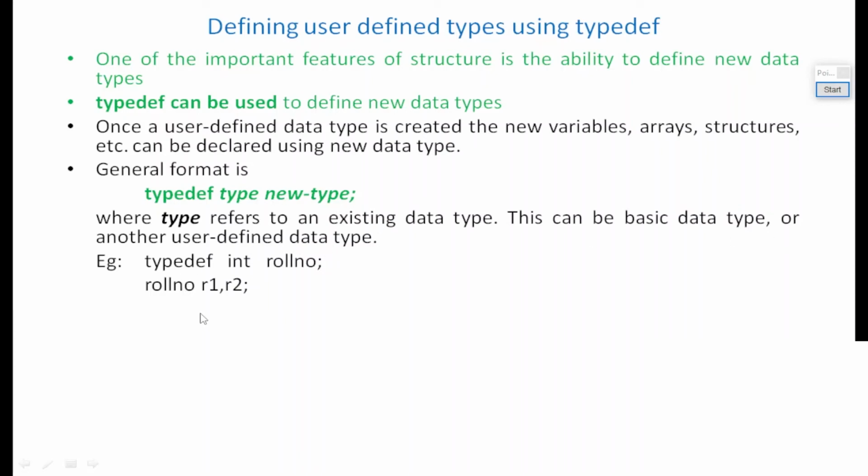This is one simple example. Typedef int roll number. That means here we are creating a new data type called roll number, which is of type integer only, but we are creating a new type. After creating the new type, instead of using integers, we can use this new type, roll number R1, R2.